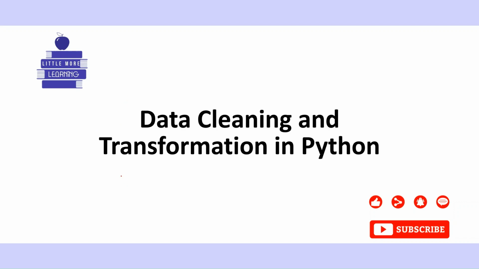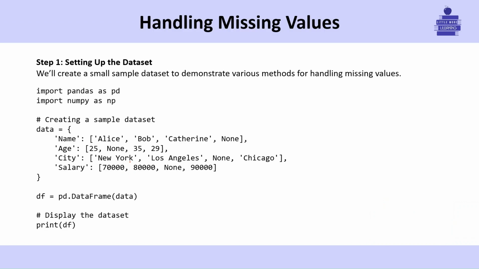Today in this data analytics tutorial video, we will be learning about data cleaning and transformation using Python. So first step is handling of missing values. When you're working with real world data sets, there are a lot of inconsistencies present in the data. So it matters how you will be handling them, and you can handle them by various methods.